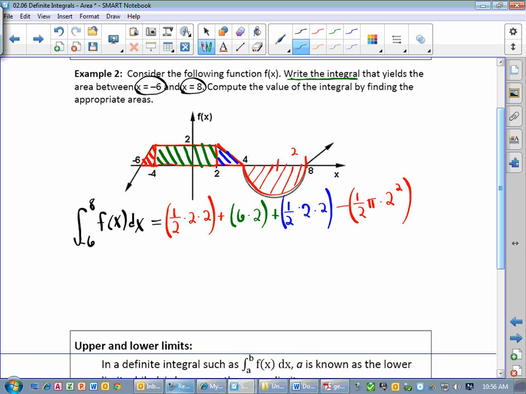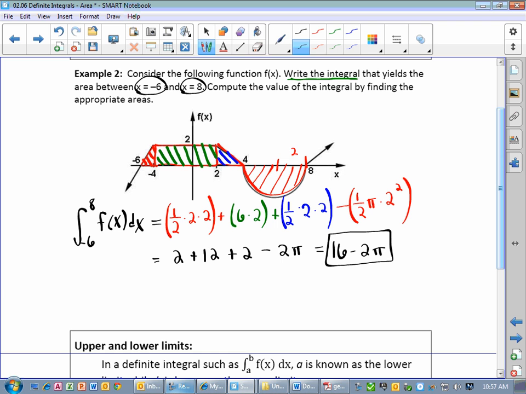So our integral: we got 1/2 times 2 times 2, which would give us 2, plus 6 times 2 is 12, plus 1/2 times 2 times 2 is 2, minus 1/2 times pi times 2 squared. Half of 4 pi is 2 pi. And so the value of all this area, or the integral, is 14 plus 2, which is 16 minus 2 pi. So the integral from -6 to 8 is 16 minus 2 pi.